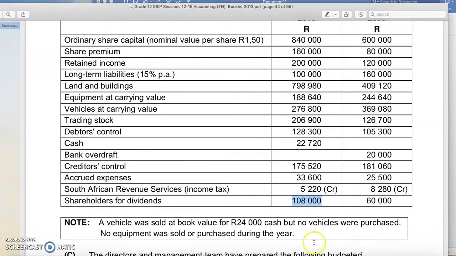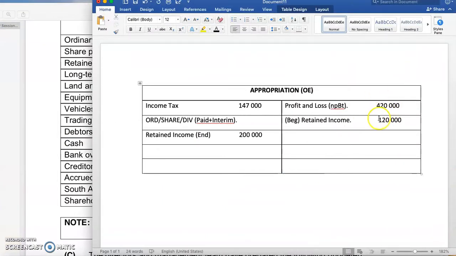We don't know what the interim amount is, but we have all the other amounts, so this is going to be our balancing amount. If we add these two, we should get 540,000. This will be the same here because it is the balancing amount. And if you take 550,000 and you subtract 200,000 and 147,000, you should get 193,000.